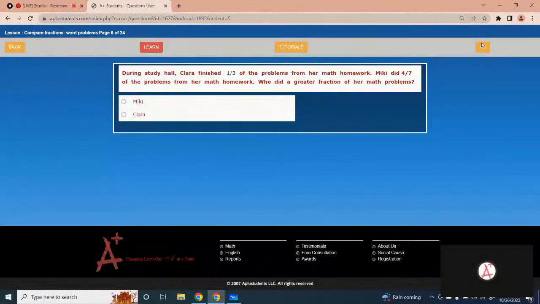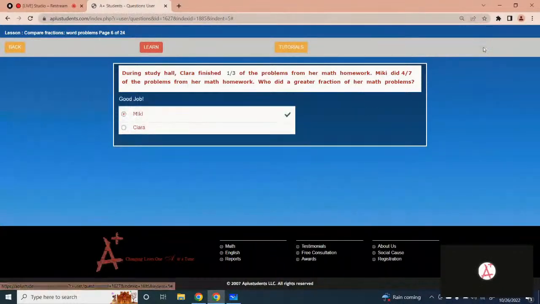Yes, Mickey has the greater one. Got it. Just select the correct option and click on the OK button.